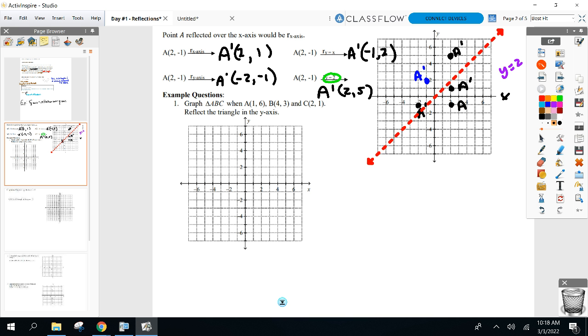All right, I'm going to let you go on your own now. It's time for you guys to do one on your own. So take a look, graph triangle ABC for me right now. 1, 6, 4, 3, 2, 1, and I need everyone to reflect it over the y-axis. And put A prime, put B prime, put C prime. All right, so everyone graph triangle ABC first. I want to walk around and see you do this.